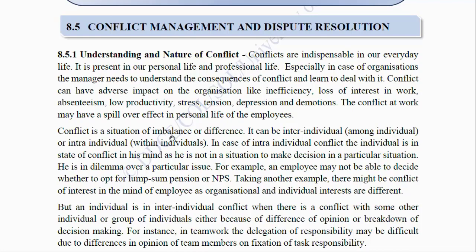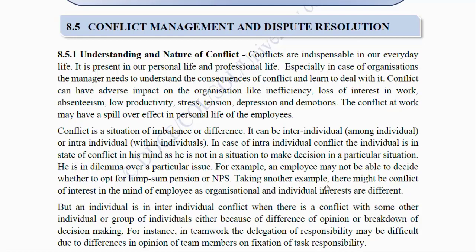Conflict is a situation of imbalance or difference. It can be inter-individual, among individuals, or intra-individual, that is within individuals. In case of intra-individual conflict, the individual is in a state of conflict in his mind as he is not in a situation to make the decision in a particular situation. He is in dilemma over a particular issue. For example, there might be conflict of interest in the mind of an employee as organizational and individual interests are different.